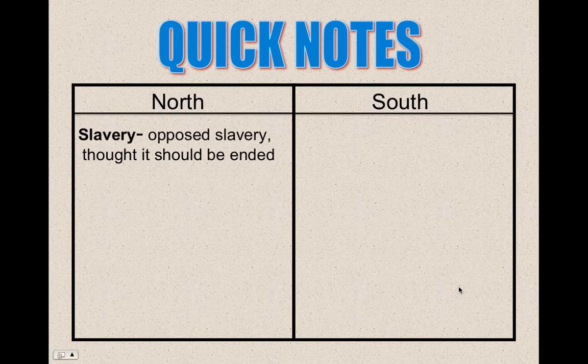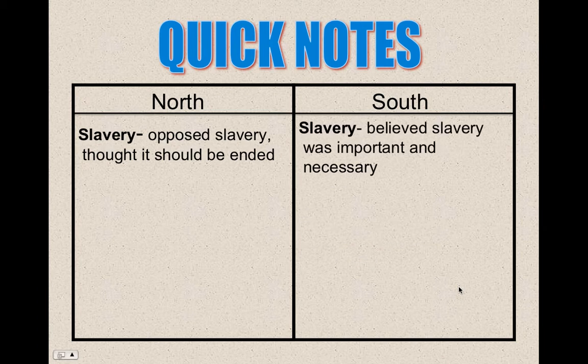In the South, they were all about slavery. Slavery was their way of life. That's how they made all their money. They didn't have to pay their employees. They were able to grow cotton and grow tobacco and make all the money that the slave labor was providing for them for free. So the North opposed slavery and thought it should be ended. The South believed slavery was important and necessary.